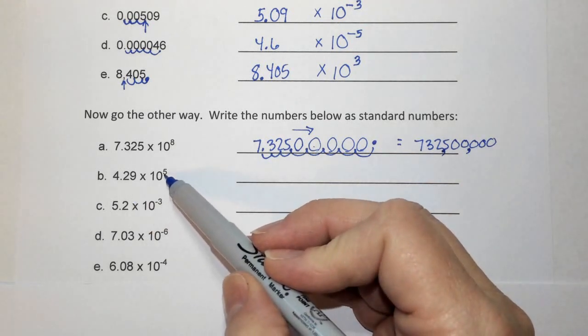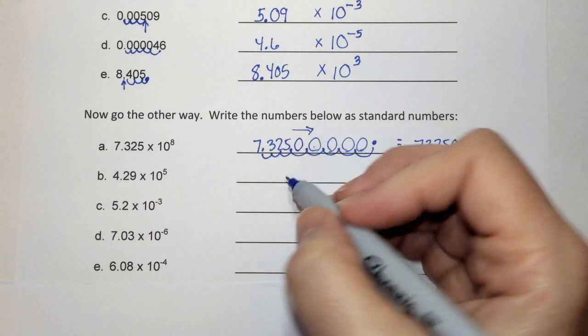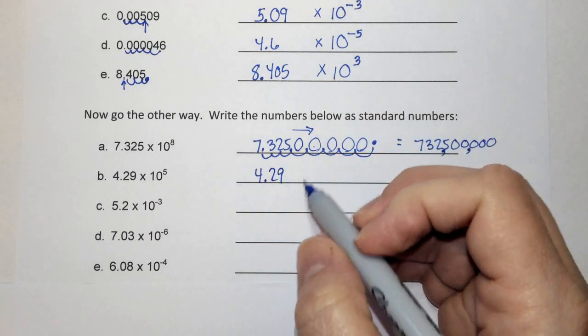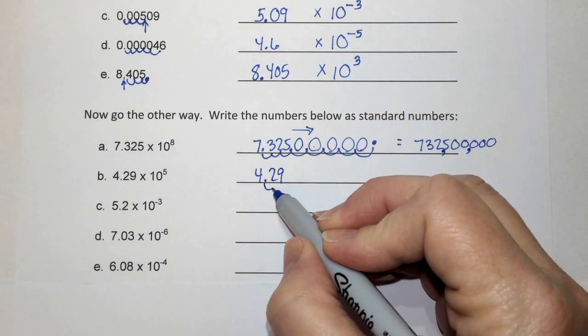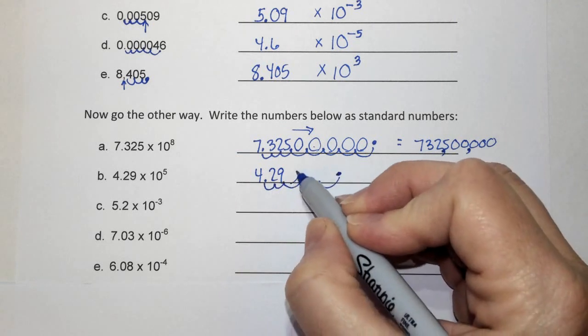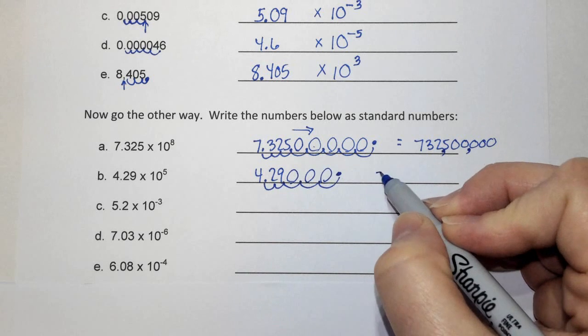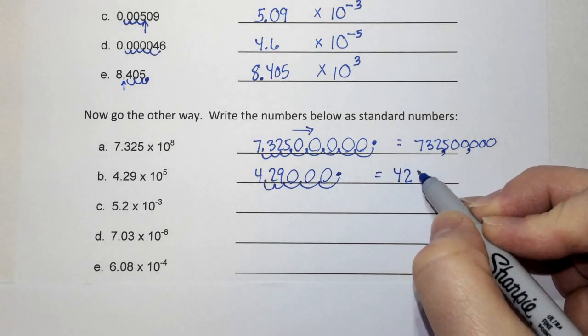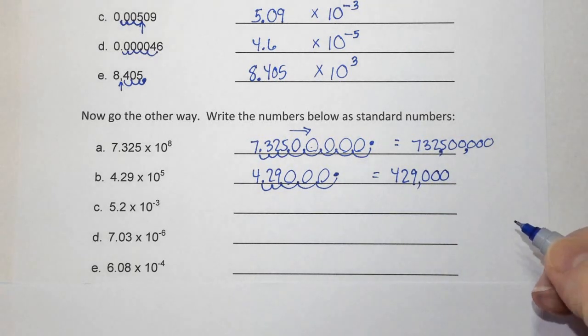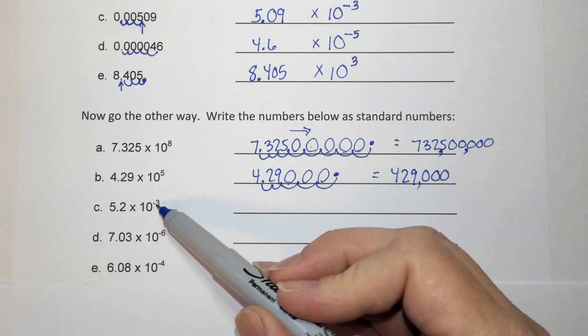Again, this one is going to be a large number. The exponent is positive. So 4.29. I'm going to move it 5 spaces this way to make it bigger. 1, 2, 3, 4, 5. Fill in with zeros. Rewrite if you want. There we go, 429,000.